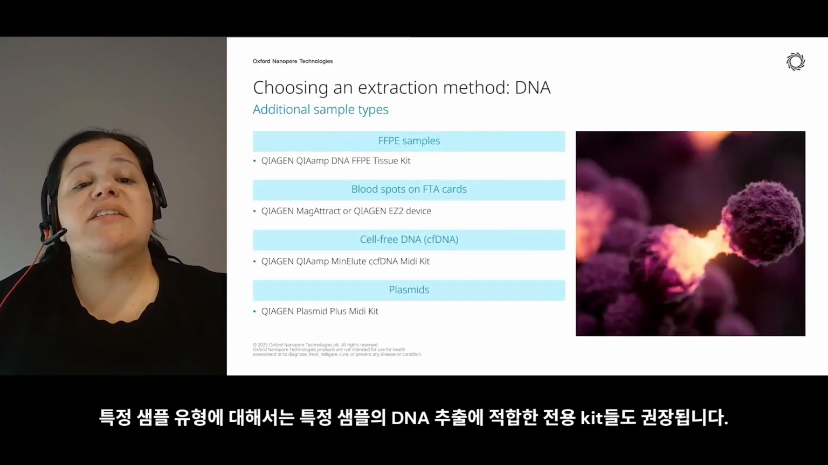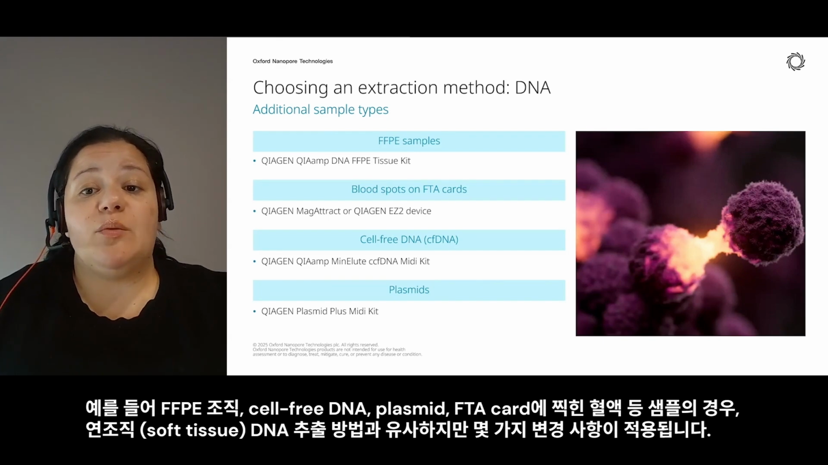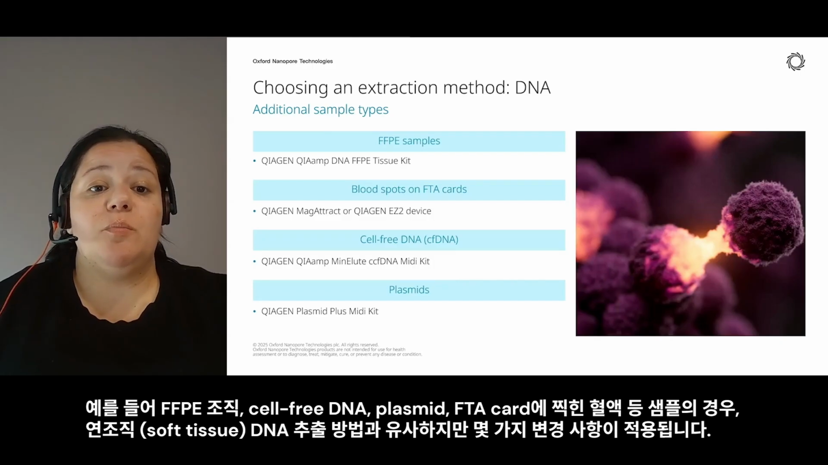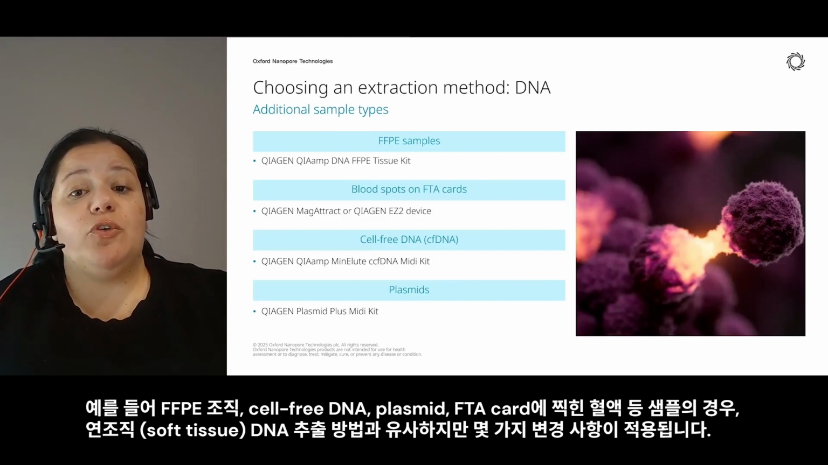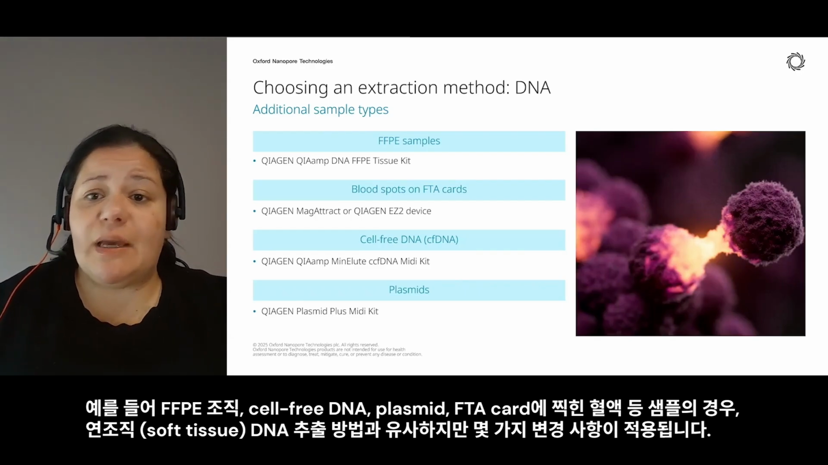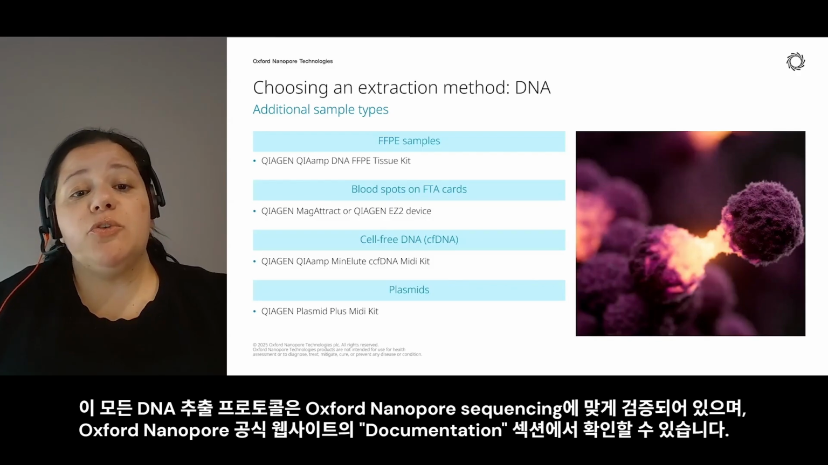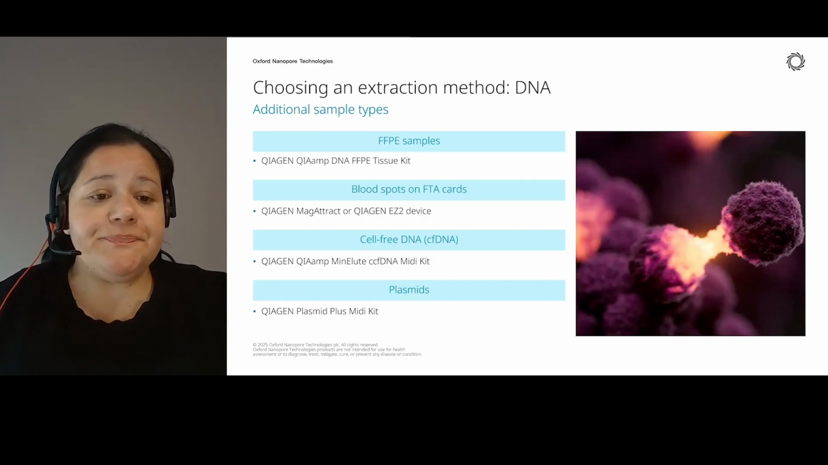Then there are some specific sample types for which we recommend specific kits. For example, for FFPE samples, cell-free DNA, plasmids, or blood spots on FTA cards, you would use a very similar protocol to what you would use for soft tissues, but with just some adaptations. Now, all of these protocols have been verified for use with Oxford Nanopore sequencing and are available in the documentation section of our website.